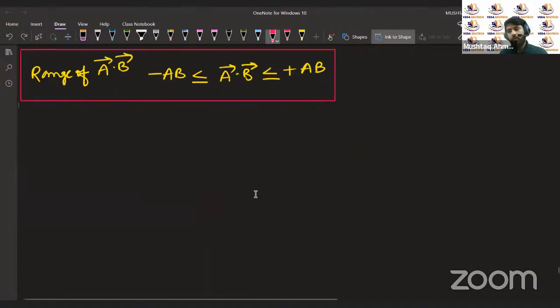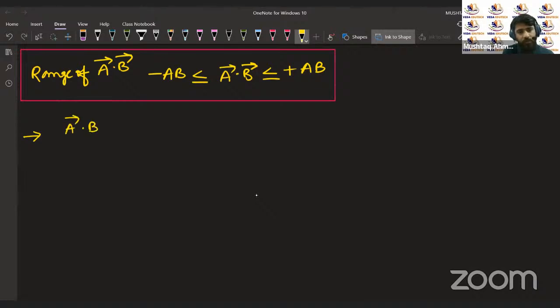And one more important property of dot product is that, suppose we define A dot B, then A dot B is also equal to B dot A. It means that dot product is commutative in nature. So A dot B will be equal to B dot A.